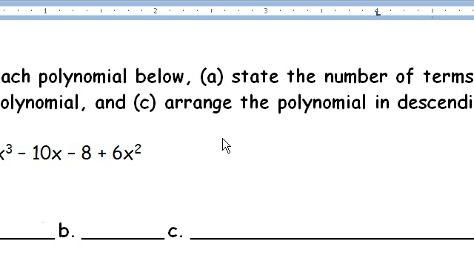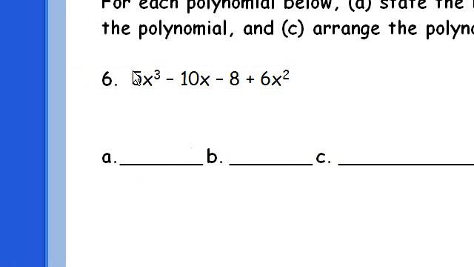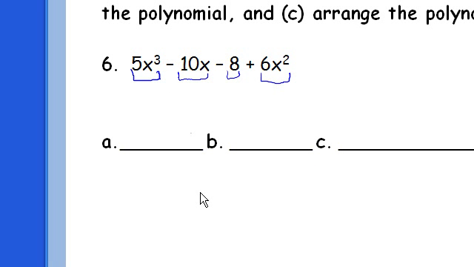So, first A, state the number of terms. How do we know what a term is? A good way to think of a term is just a grouping of constants and variables that are separated by either a minus sign or a plus sign. So I see that this 5x cubed is a term. This 10x is a term. This 8 is a term. This 6x squared is a term.